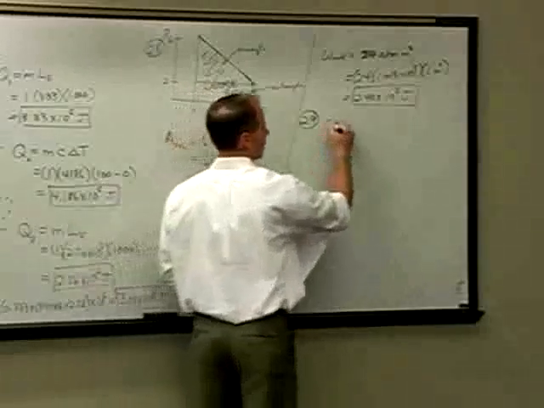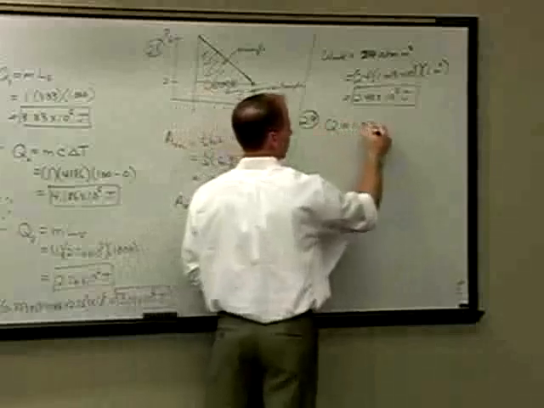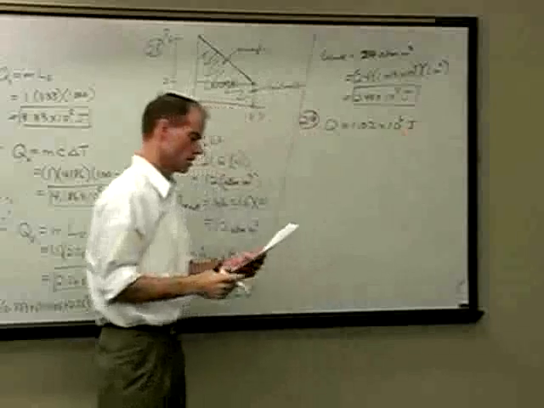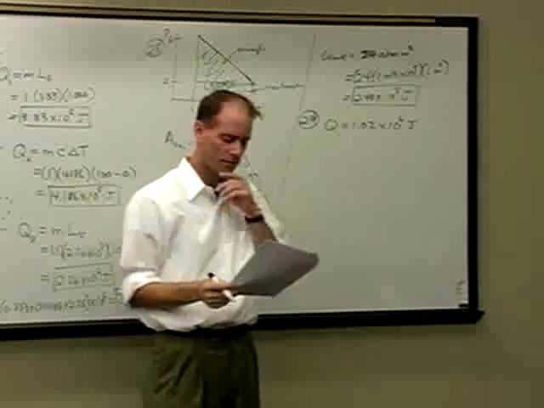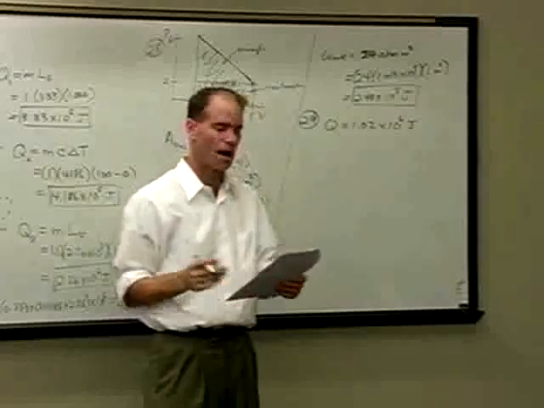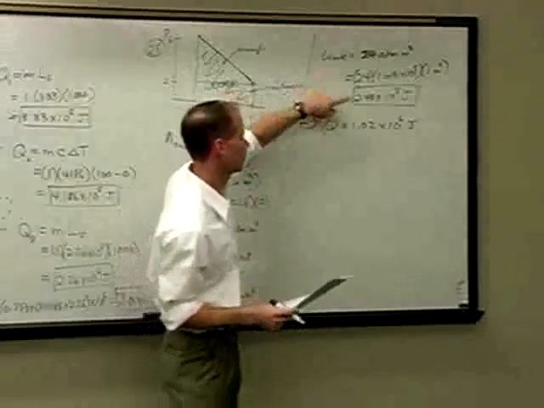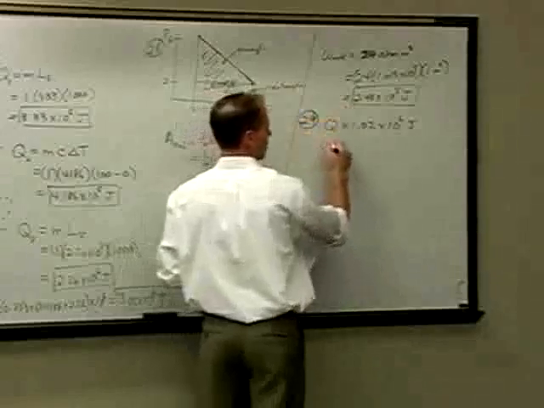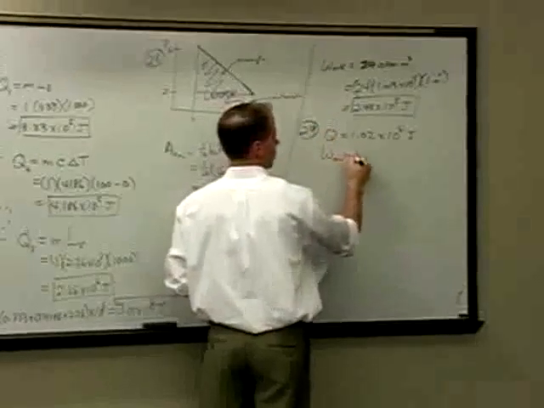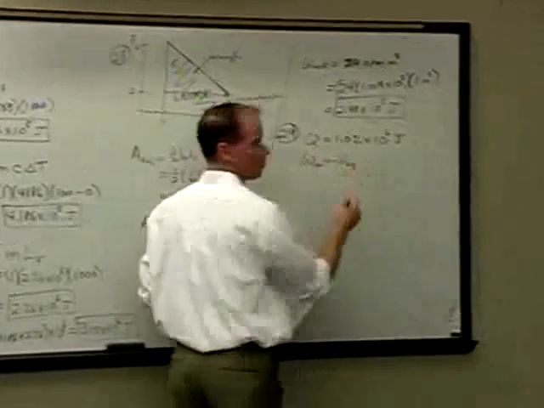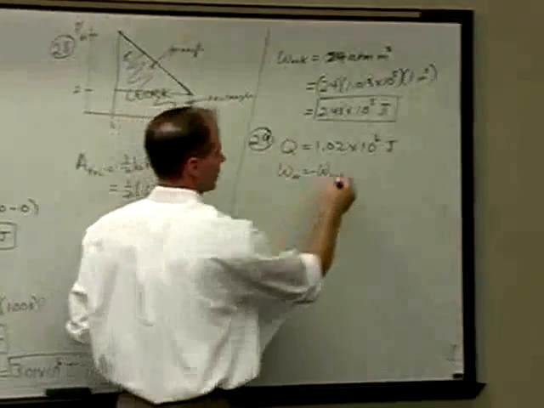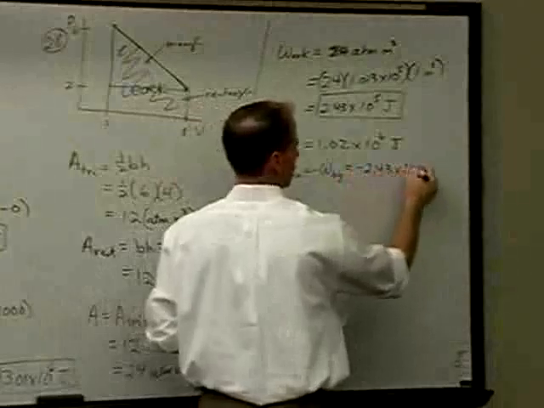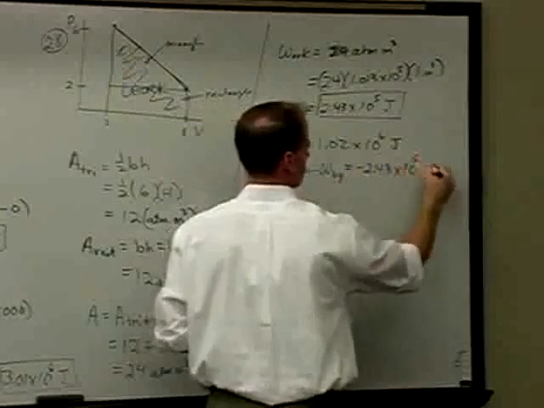So our heat added is this. And it's the same graph, so we can say that the work done by the system was this total right up here. That's the work by, but the work on the system will be the negative of that. So work is negative of work by. That's going to be negative 2.43 times 10 to the 5 joules.